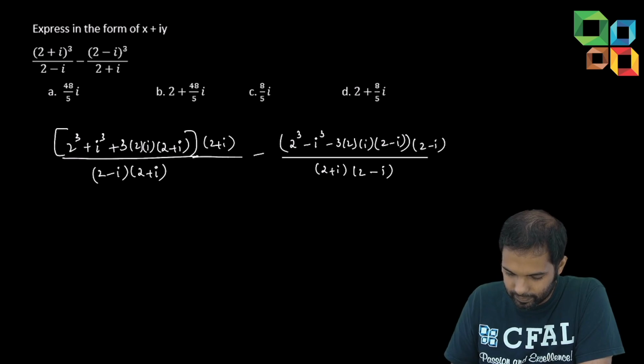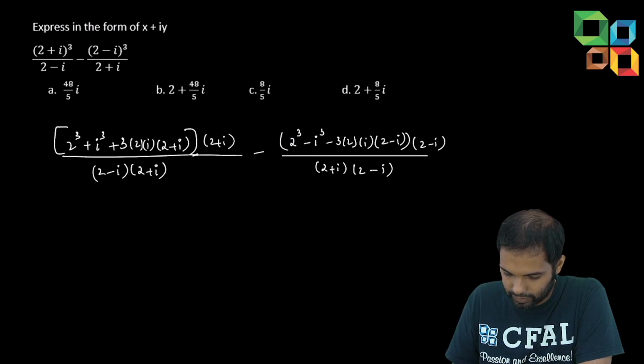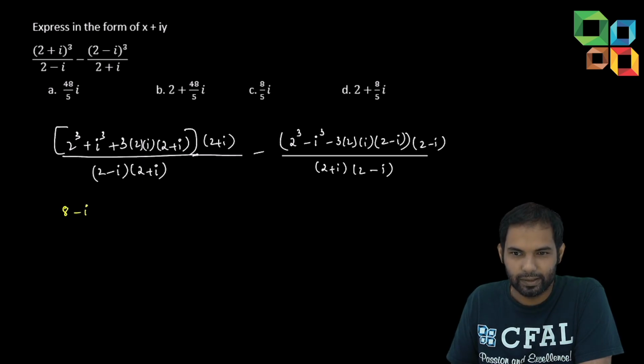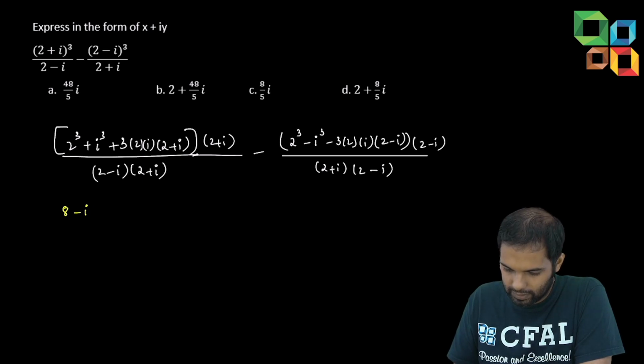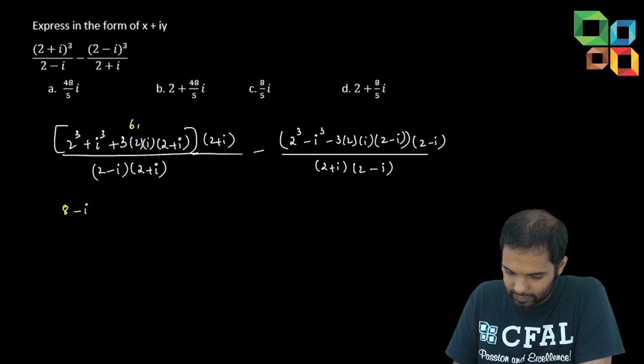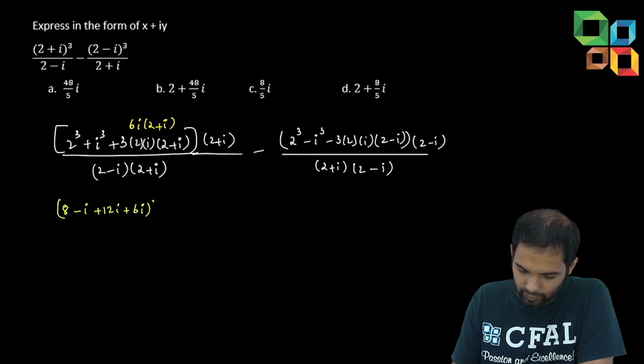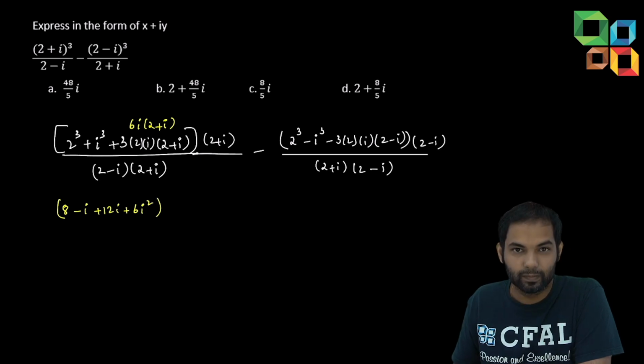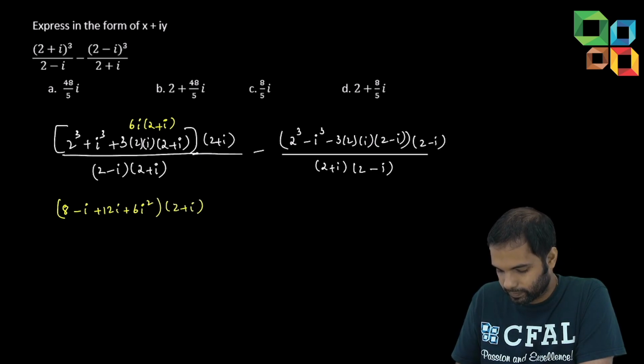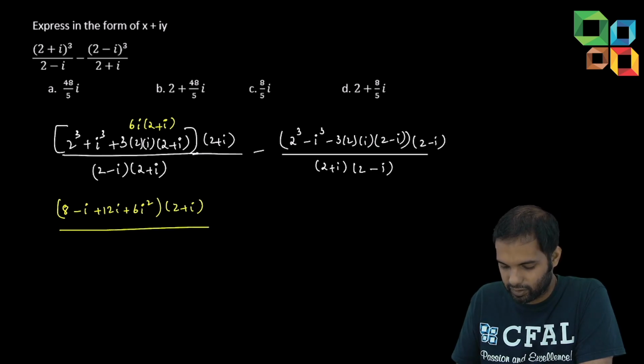2. Now trying to simplify. This is 8. This is minus i. We know i cube is minus i. So this will be minus i. Then this is 6i into 2 plus i. I'll just directly try to multiply here. So what I'm going to get is plus 12i plus 6i square, into 2 plus i. The denominator you can directly write it is 2 square plus 1 square. So it's 5.